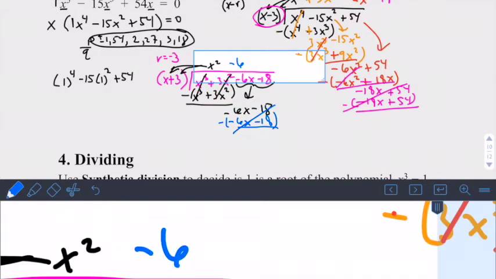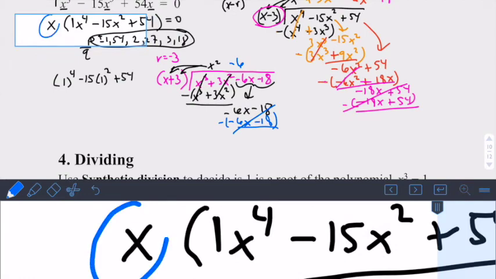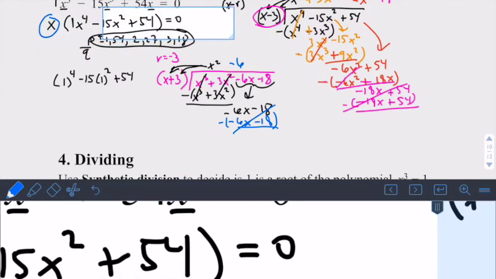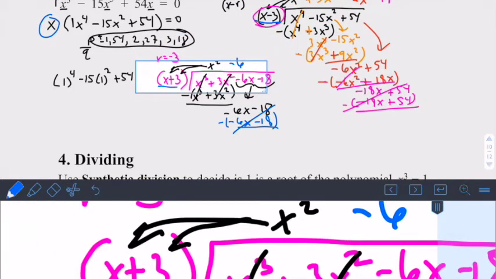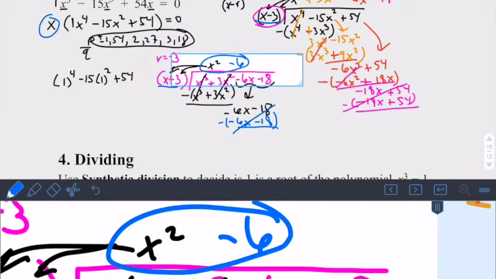So it works. So now if I take all of my roots, I had this x that I never broke down. I broke down that. I had x minus 3, I had x plus 3, and now I have x squared minus 6.